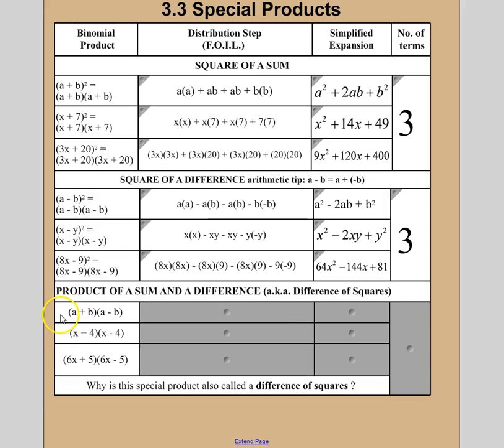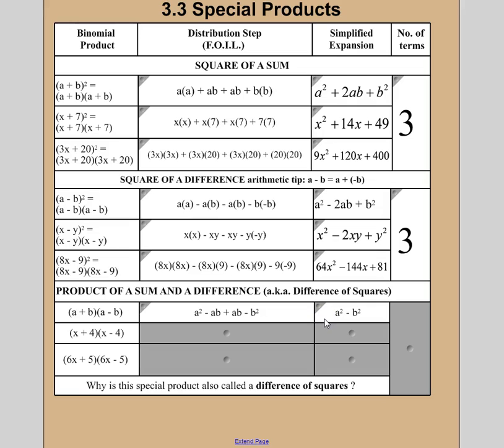So here it's a plus b times a subtract b. These are called conjugates. So a plus b is the conjugate of a subtract b. In this case, the FOIL, or distributive step here, is going to produce 2 middle terms which have opposite signs. And of course, when we add them, those terms will produce 0, or they'll cancel out.